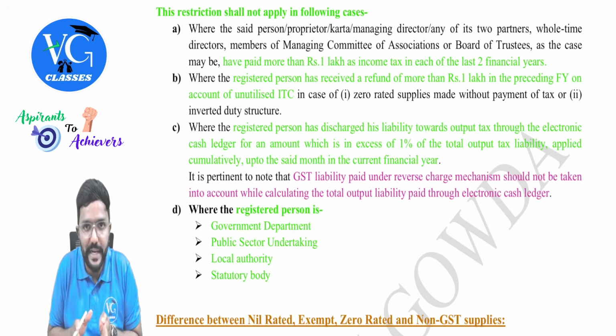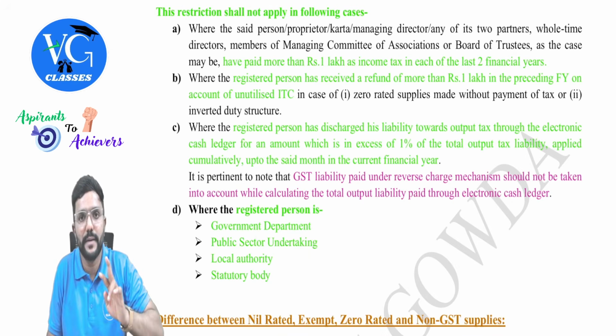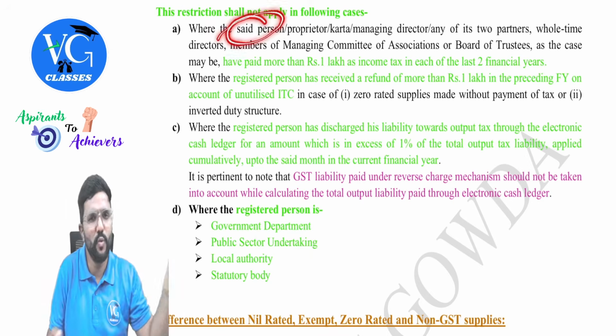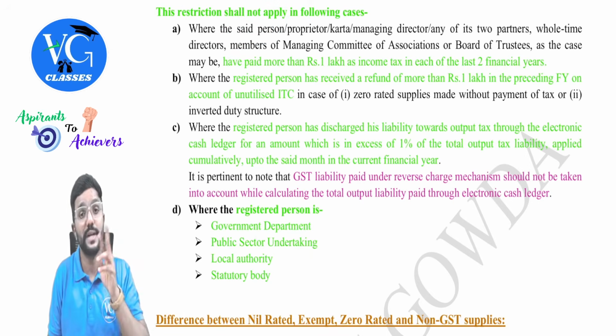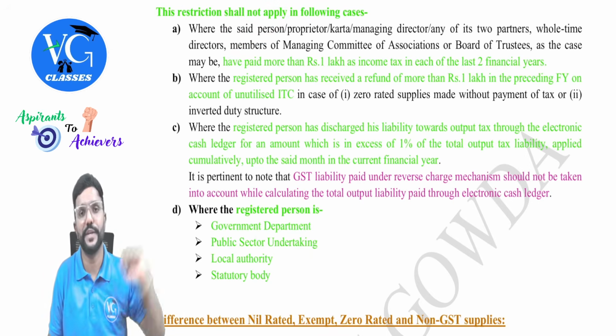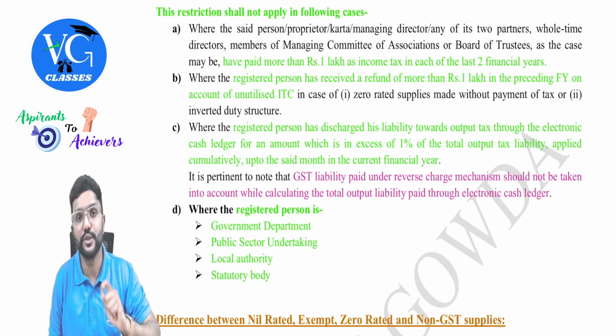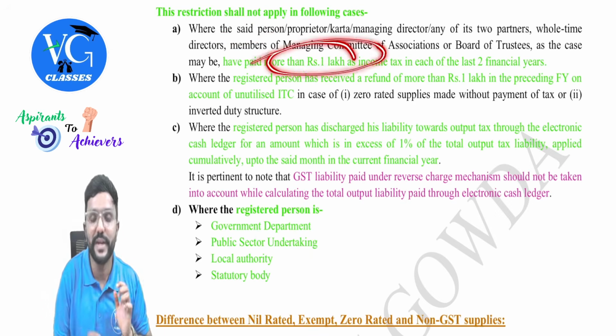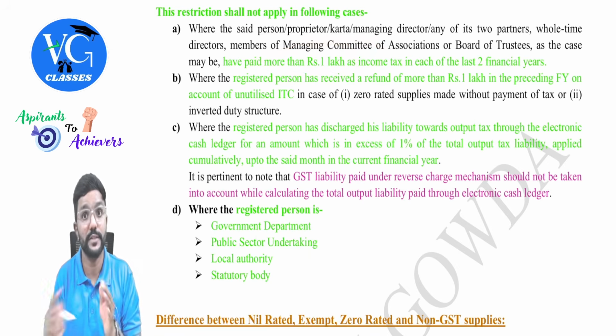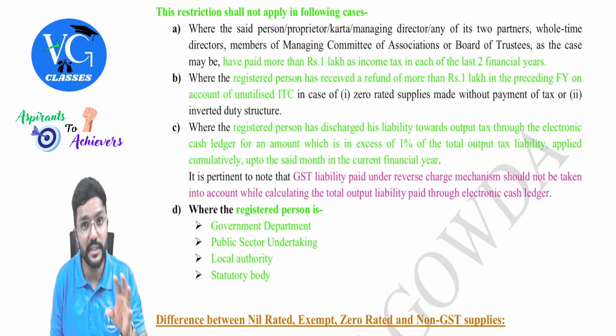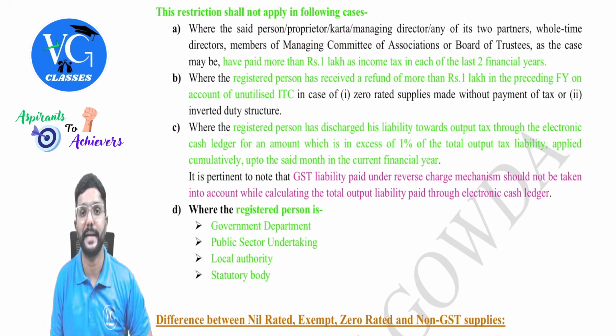Okay, so we are in the current year. We need to check what is the income tax paid by such person or whoever is the face of that entity. What is the income tax paid in last 2 years? And in each of the last 2 years, they have paid more than 1 lakh income tax. In each of the year. It is not both the years put together. In each year, they should have paid more than 1 lakh, more than 1 lakh.